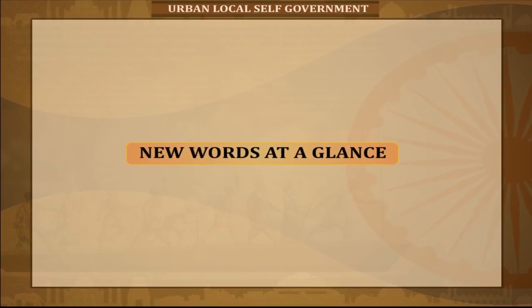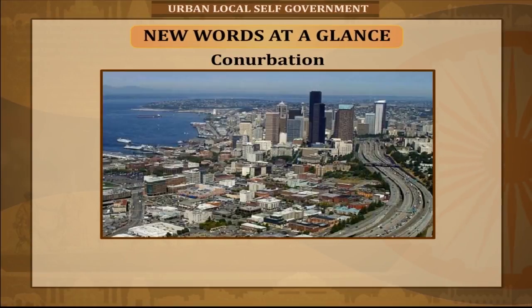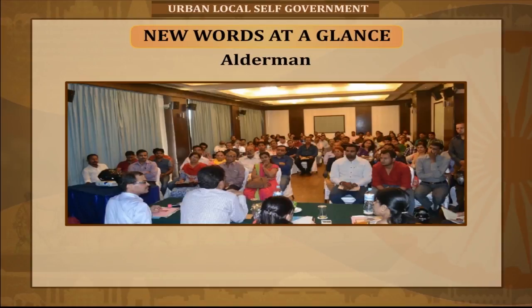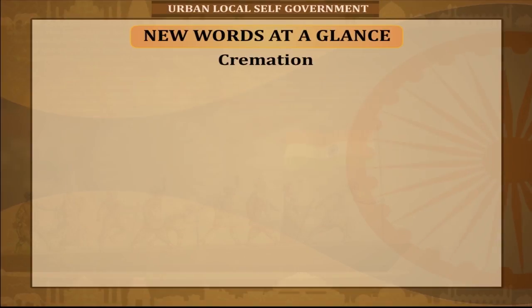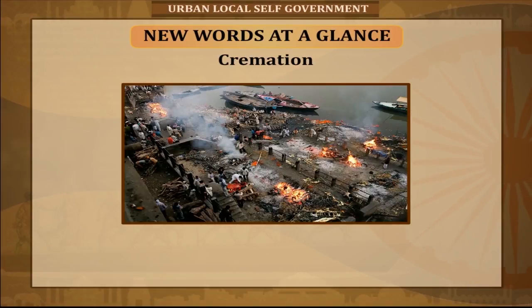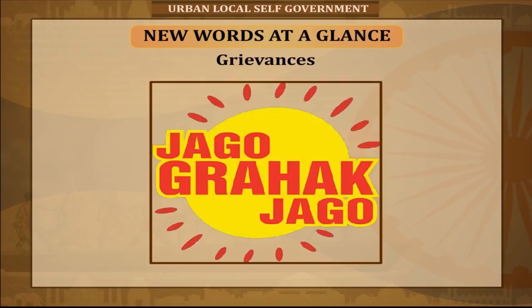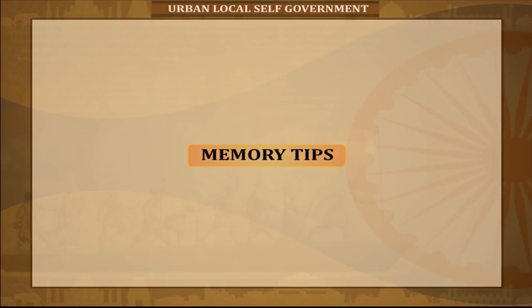Keywords at a glance. Conurbation. A large continuous system of suburbs surrounding a city. Sanitation. Cleanliness. Alderman. A member of a municipal committee or council in many jurisdictions. Cremation. To burn on a funeral pyre. Redress. Setting right of what is wrong. Grievances. Complaints. Problems.